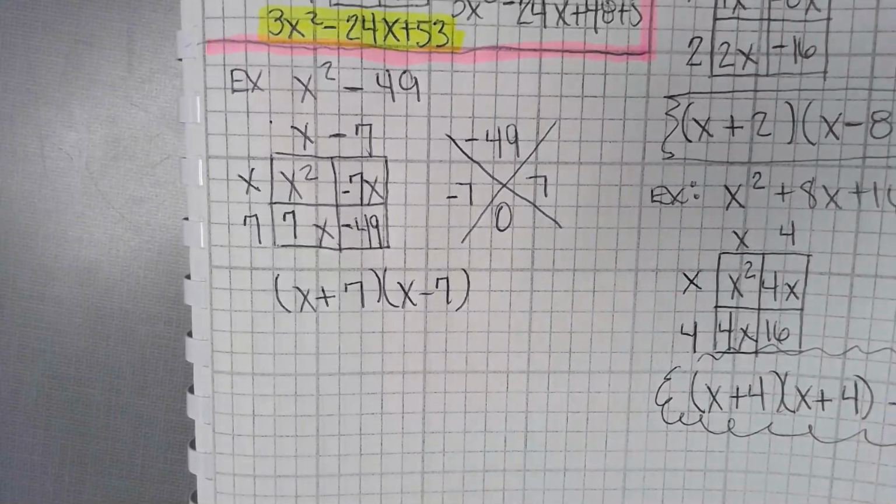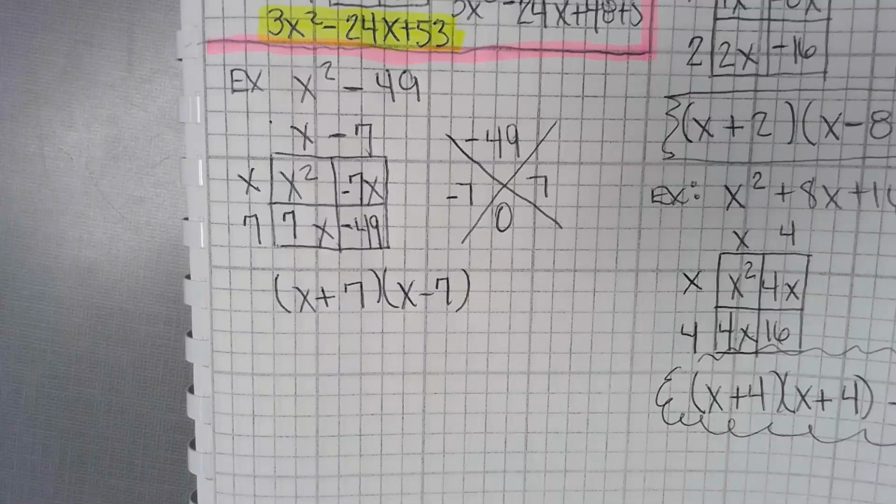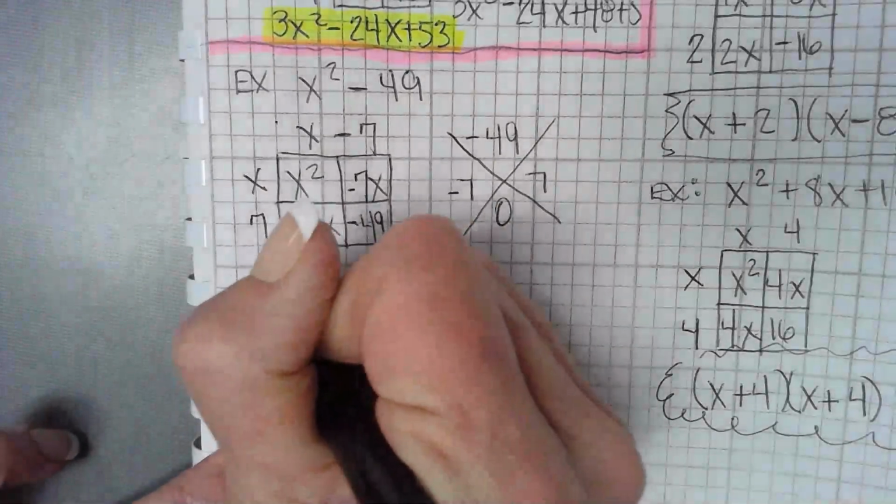Y'all take notice. Middle term is missing. What do you notice about these factors? Different signs, but same numbers in the slots. Y'all, this is called a difference of squares. The reason why is those are the same numbers. They're perfect squares. Okay? All right.